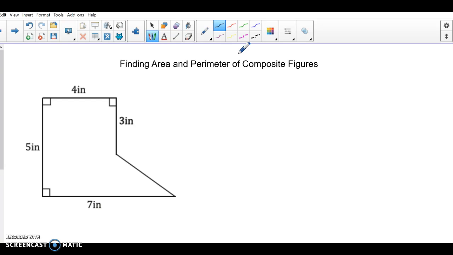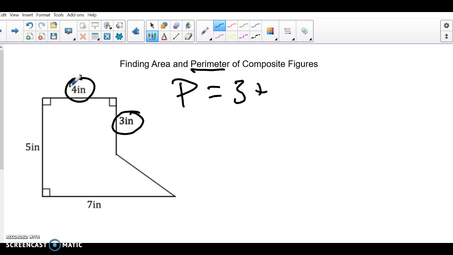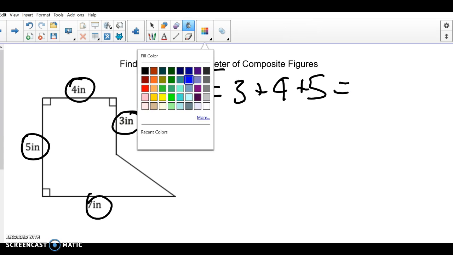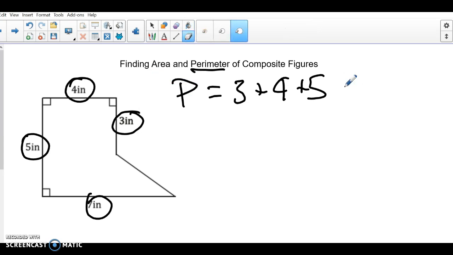Now let's talk perimeter. Remember, perimeter is the measure around an object. So at a quick glance, when we look at this, we might say, oh, well, the perimeter is going to be easy. We're just going to add 3 inches to 4 inches to 5 inches to 7 inches, and then I will be done.